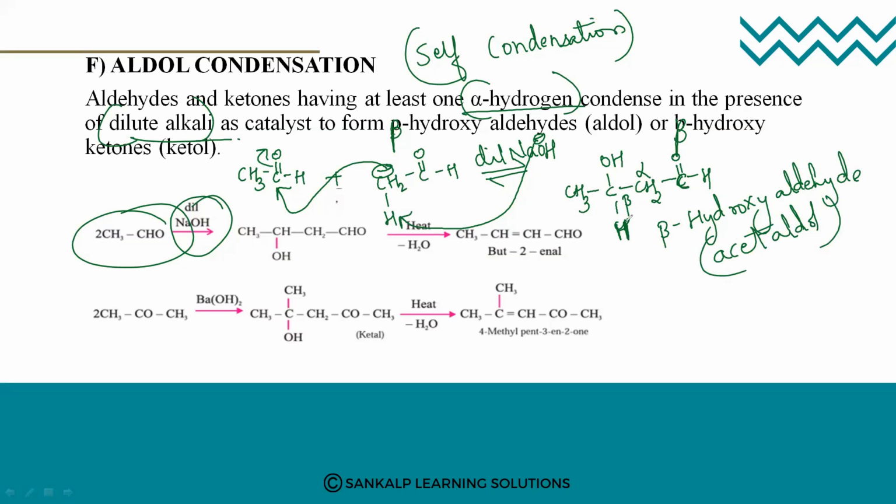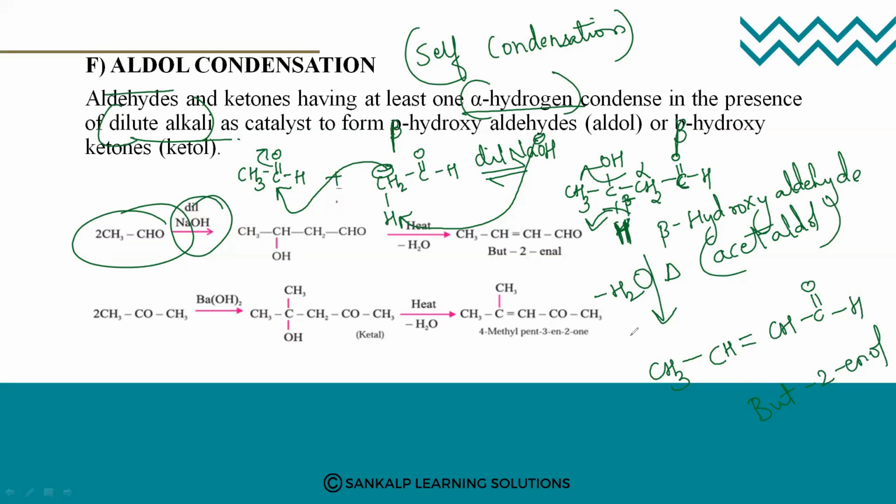This beta hydroxy aldehyde or ketone will further undergo dehydration, that is removal of a water molecule, when you heat it. From this the OH will go as water, and from here the hydrogen will go, and it will form a double bond. So CH3, CH double bond CH, C double bond O, H. This is your but-2-enal. Aldol means there will be one double bond and one carbonyl group. So it is called aldol condensation.